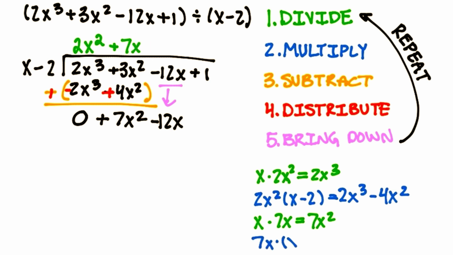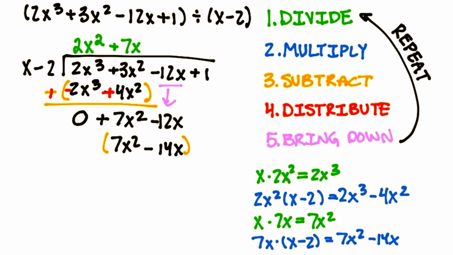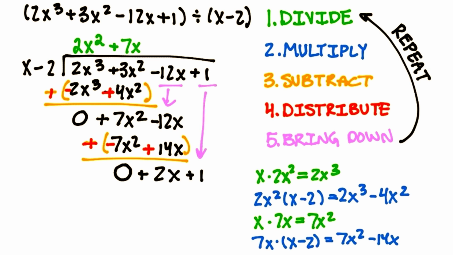7x times x minus 2 is equal to 7x squared minus 14x. So we'll write this below to where we are at in our problem. And then we'll apply our subtraction. And then we'll distribute. Negative 7x plus 14x and get rid of that subtraction sign. 7x squared minus 7x squared is 0. Negative 12x plus 14x is 2x. Next, we'll bring down the 1. And then we'll repeat the process one more time.